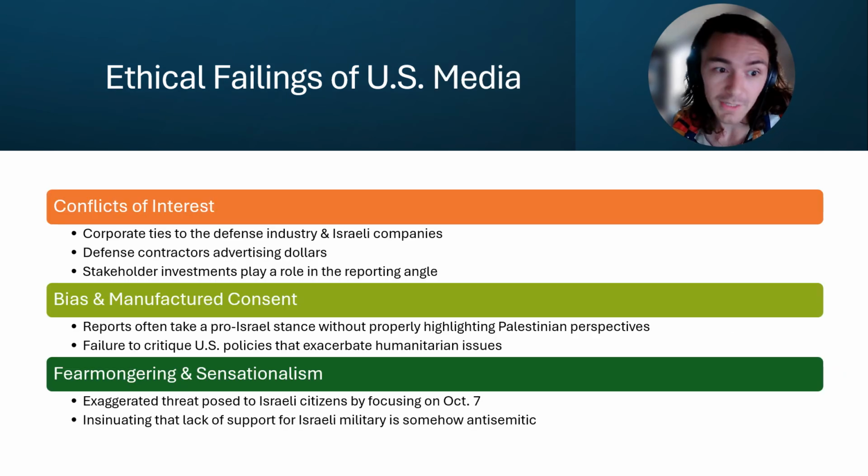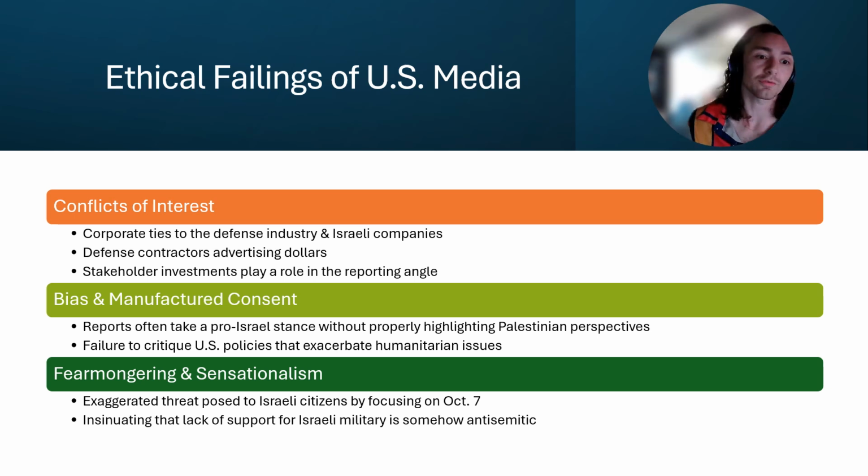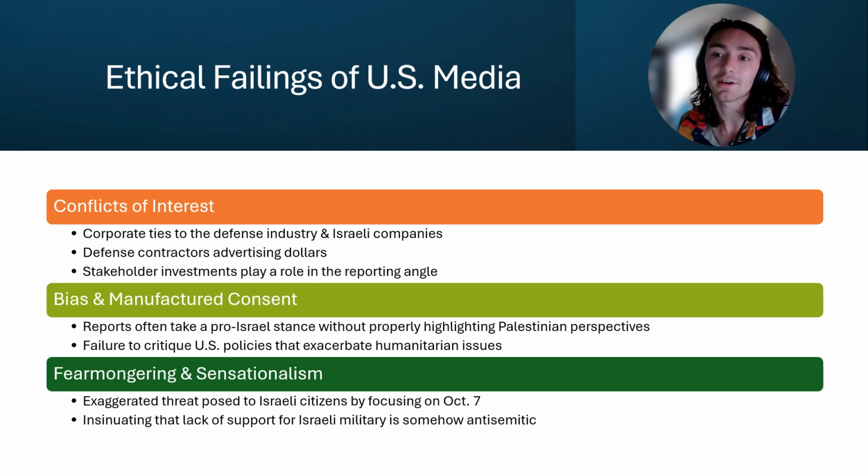Ethical failings of the U.S. media. They have obviously failed to fairly cover this issue. Conflicts of interest, corporate ties to the defense industry and Israeli companies means that they have innate bias and innate incentive to show only one side of the story. Defense contractors consistently give advertising dollars to these companies to show their own ads on there, so that's a lot more money that's going straight into the New York Times or CNN.